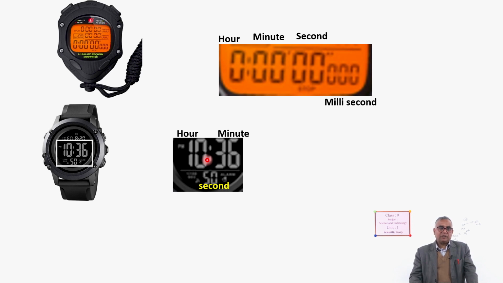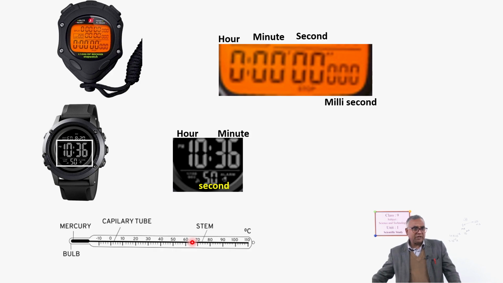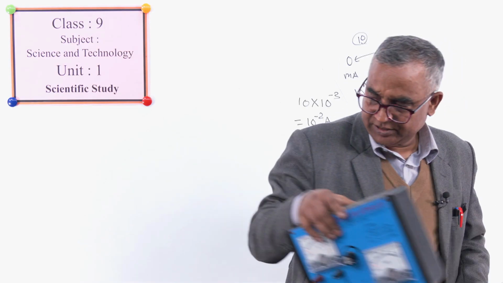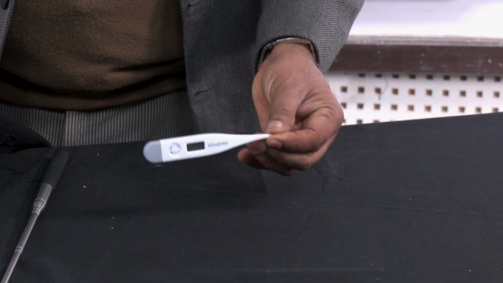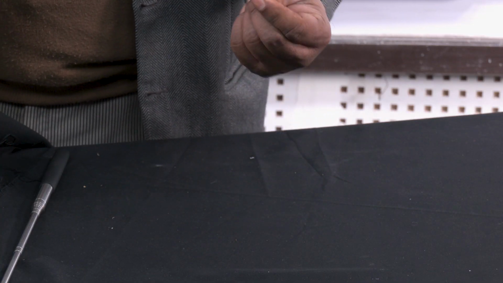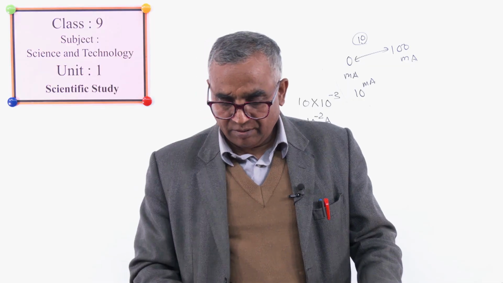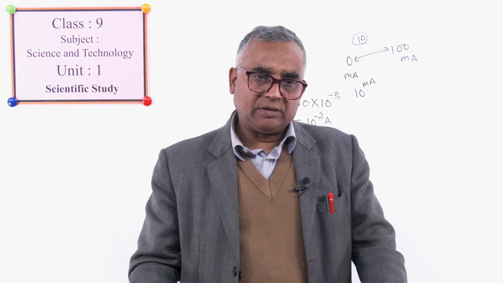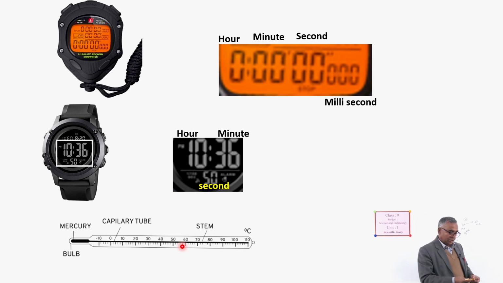If the unit is less than the least count, you cannot measure it by using it. Here one thermometer is given. That thermometer is a mercury thermometer. The thermometer I have is a digital thermometer, so I will use the digital thermometer later. Don't worry, we will use it later. But here, the mercury thermometer is the normal thermometer. I have here a laboratory thermometer.